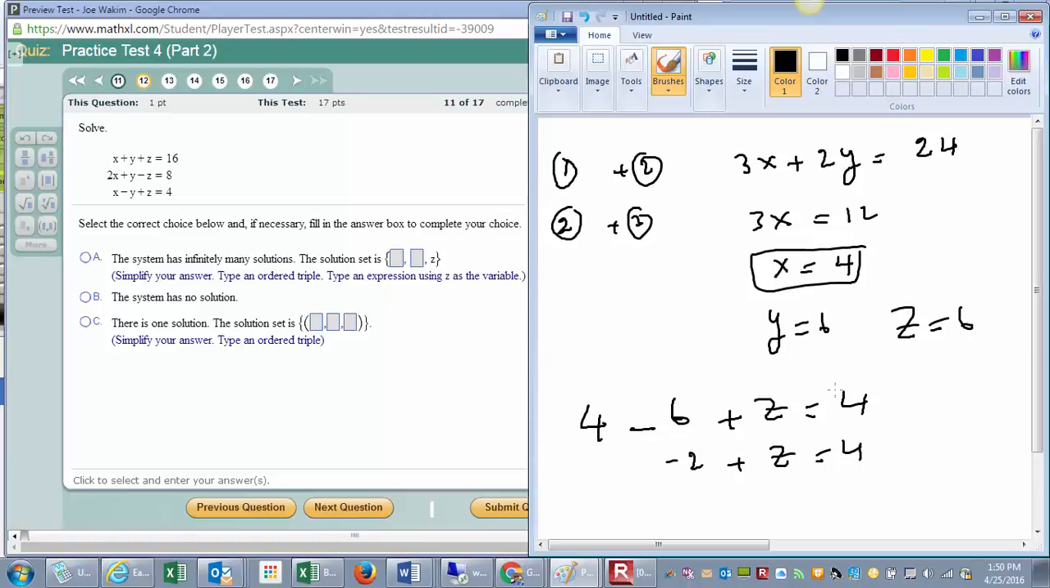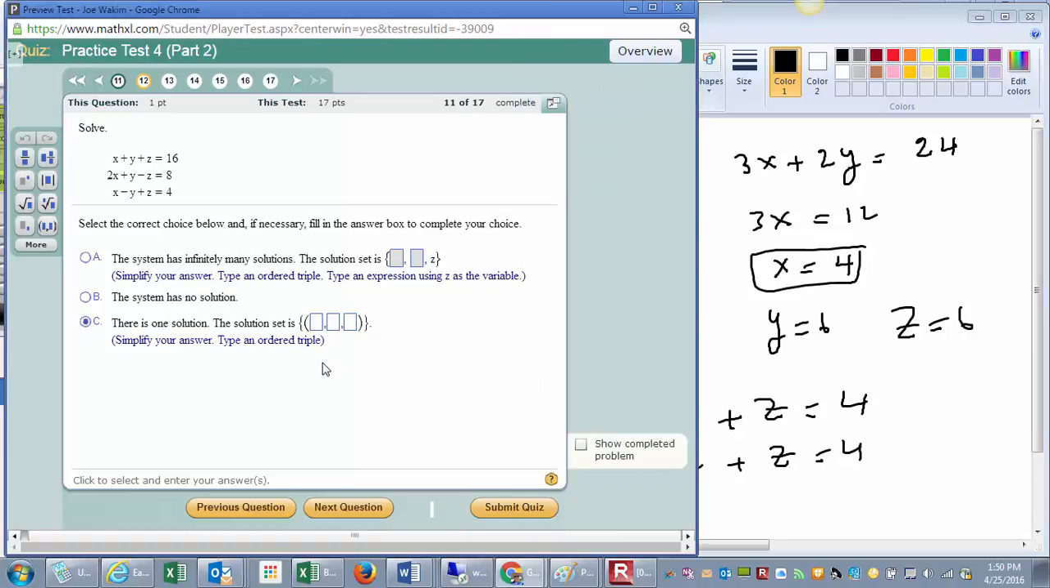So the point of intersection among these three planes should be (4, 6, 6). So let's put this: the system has one solution, and the solution is x equals 4, y equals 6, and z equals 6.